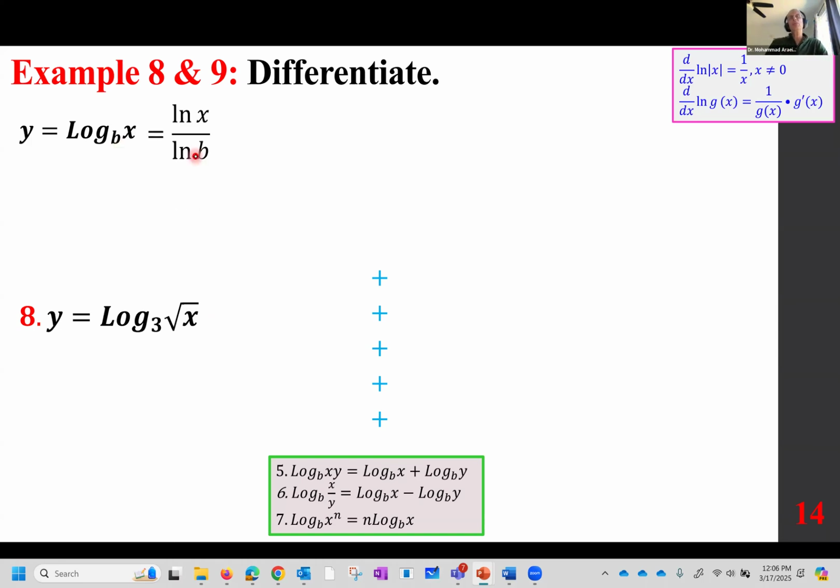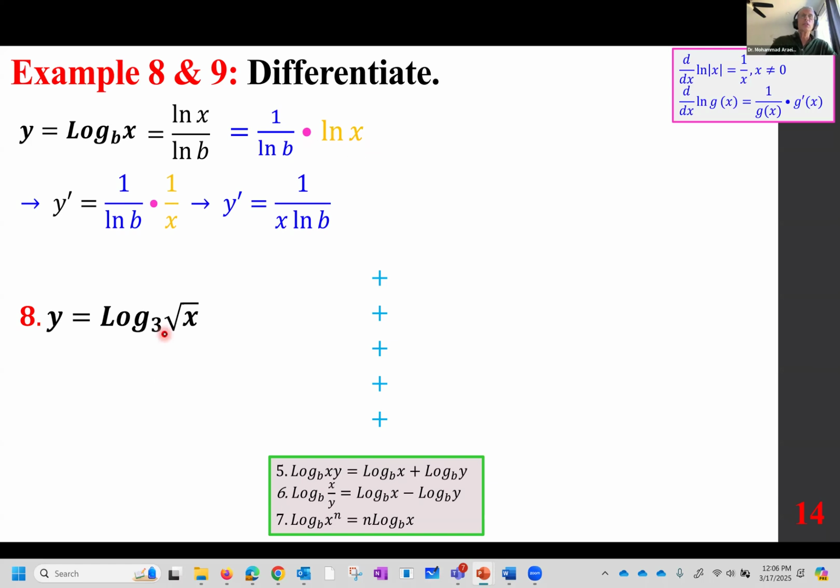Bear in mind, ln b is a number, which means I'm going to rewrite this as 1 over ln b times ln x. Please understand what this means. There is a number times ln x. This is its coefficient, its multiplier. So if I want to differentiate this, one doesn't change. It's a number times the derivative of ln x, which is 1 over x, and we can rewrite it.